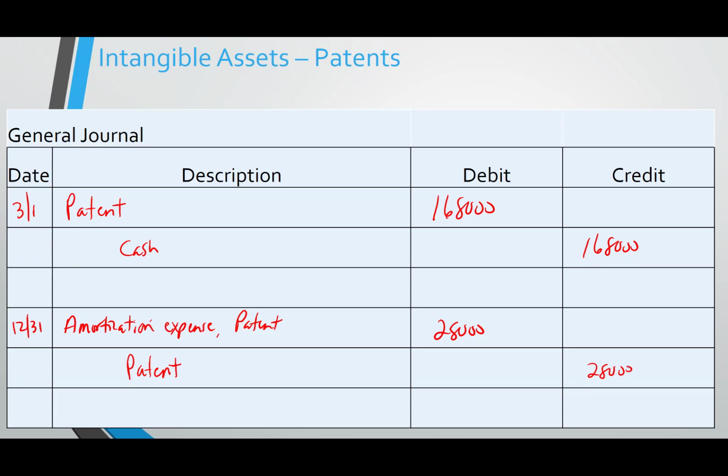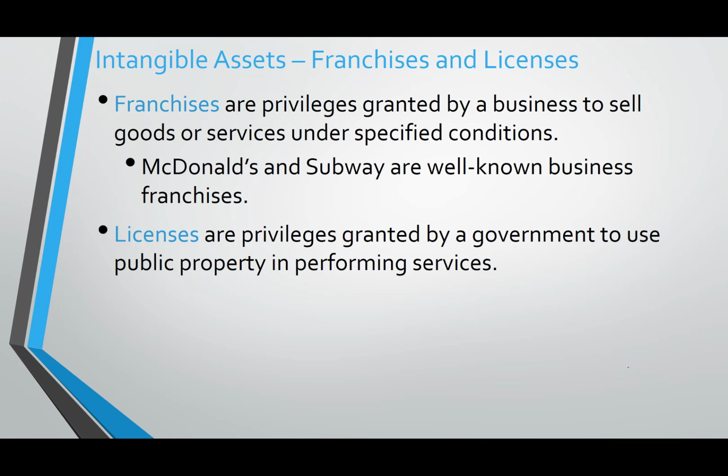A couple other intangible assets, again, franchises. Basically, you're allowed to replicate a business model, and you can sell goods or services under specified conditions. Obviously, McDonald's and Subway would be well-known business franchises, and typically a person goes out and purchases a franchise and is able to run that business very similarly with the support of the main franchise.